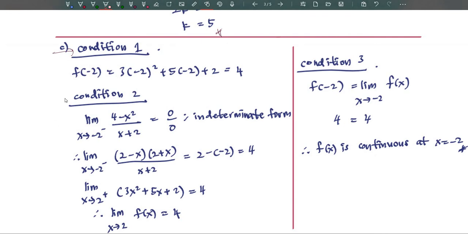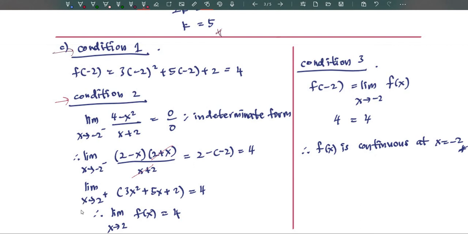And then next, the second condition. Determine the limit of f(x) when x approaches negative 2 from left and right, whether the limit exists or not. When we substitute for the limit as x approaches negative 2 from the left for this function, it's going to be 0 over 0, and it is an indeterminate form. In this case, you need to factorize to cancel the common factor. 4 minus x squared is (2 minus x) times (2 plus x). Cancel out the common factor and then substitute the value of negative 2. 2 minus negative 2 will be equal to 4.